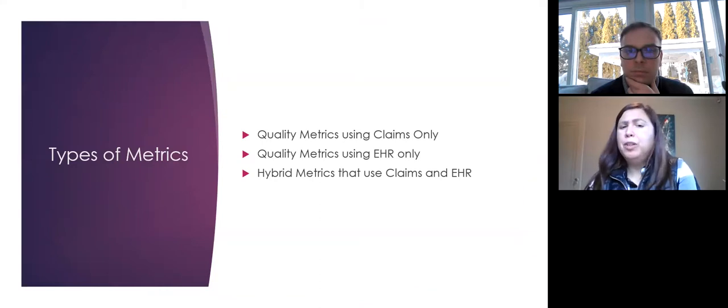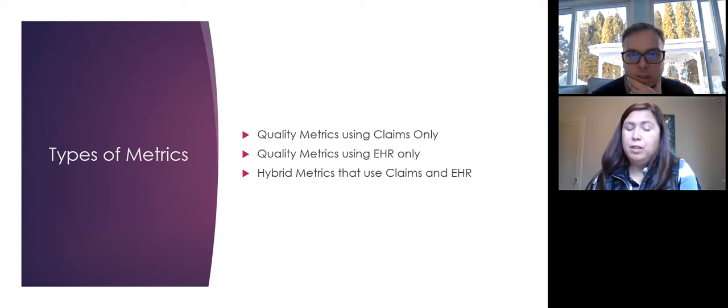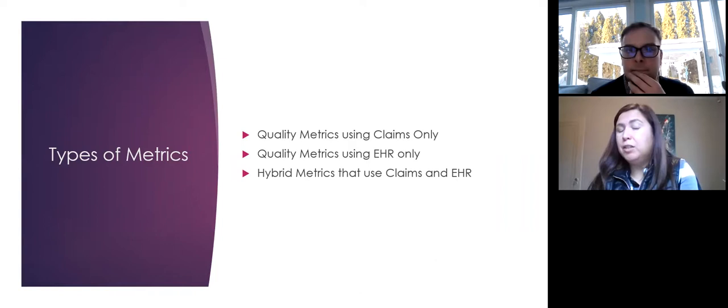So when we're thinking about data, as I've shown you before, these metrics can be used either with only claims, only EHR, or it can be used with what's called a hybrid metric, where it uses both. That's really the ideal situation, but it's tricky. Your database has to be designed in a way that you can piecemeal that. And this is where everybody is going for the future.